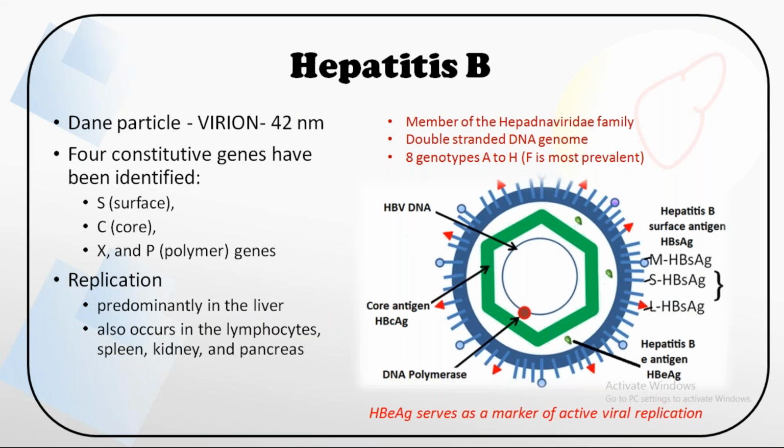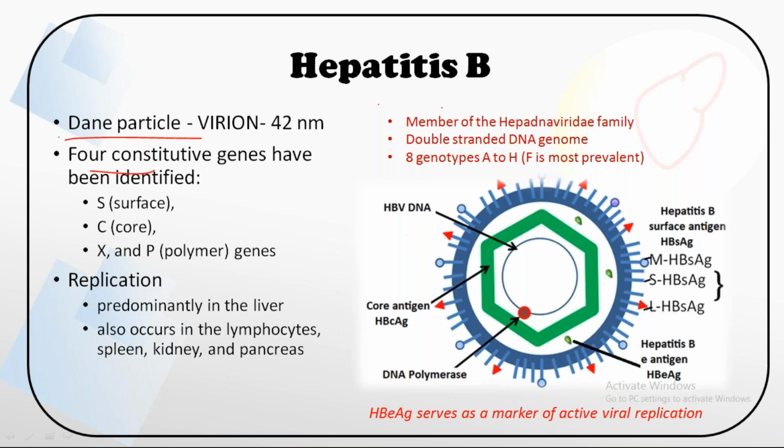Now come to the hepatitis B vaccine. This is the rough, very simplified structure I've been showing, because here the hepatitis B virus is very important. As you know, this is called the Dane particle. The central virion is 42 nanometer in size, and it is called the Dane particle. It belongs to the hepadnavirus family. It's a double-stranded DNA virus. All other hepatitis viruses are RNA. This is a DNA genome.